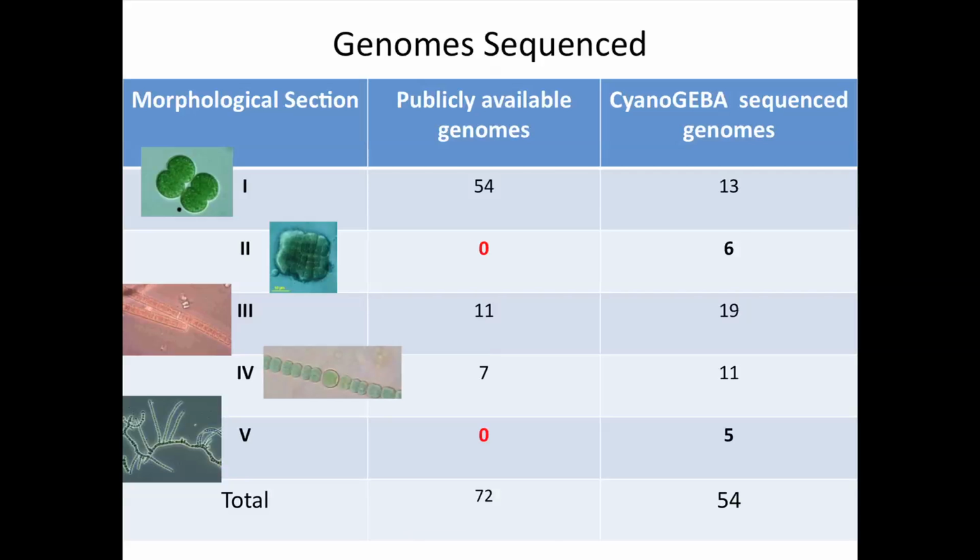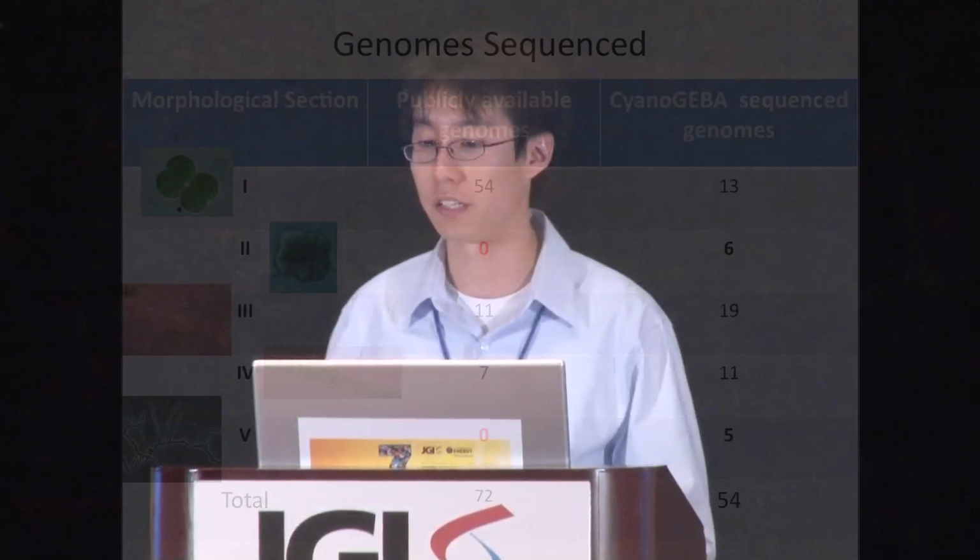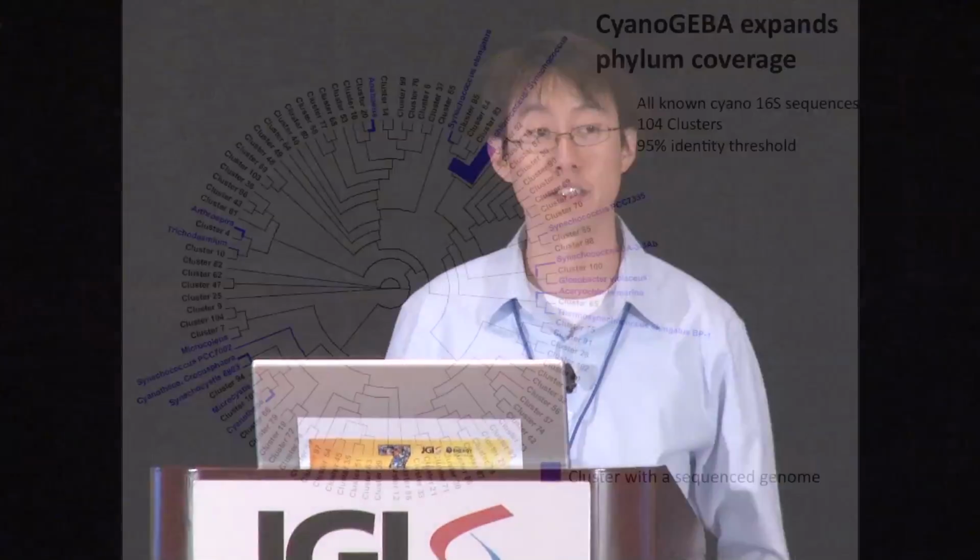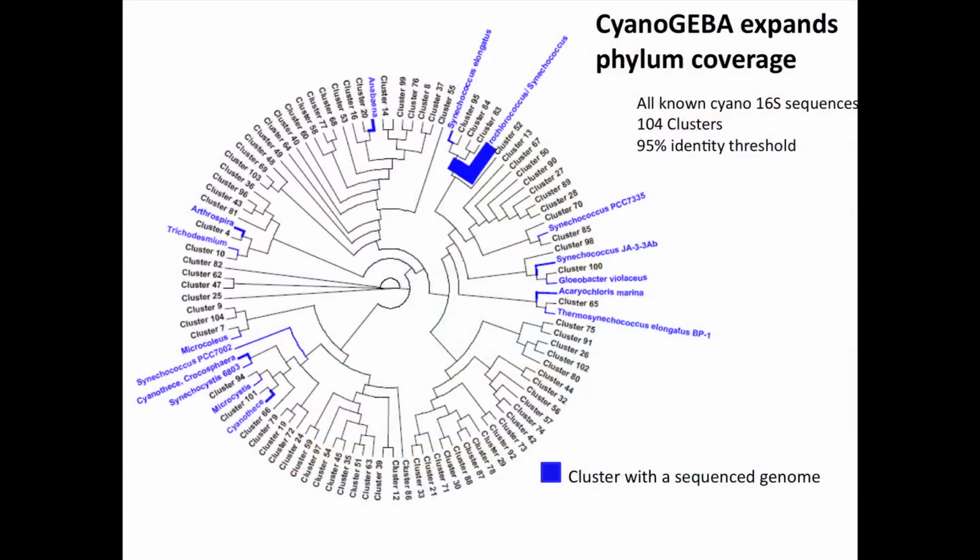So as a visual representation of how we're improving our phylum coverage, here are all known 16S cyanobacterial sequences from the Greengenes database prior to the study. Set at a 95% identity threshold, we get a little more than 100 clusters. What's important here is we've highlighted in blue all the clusters with at least 1 sequence representative. And more importantly, the branch width represents how many sequenced genomes are in that cluster.